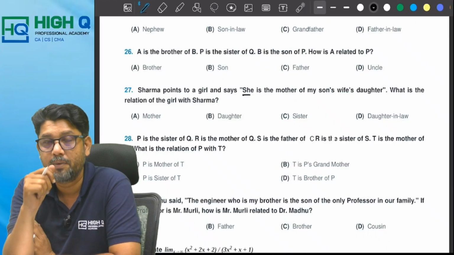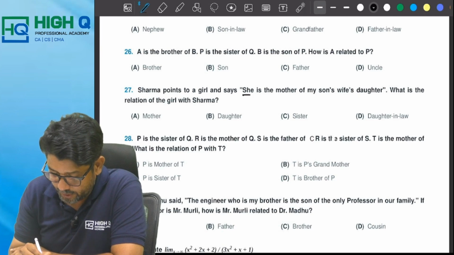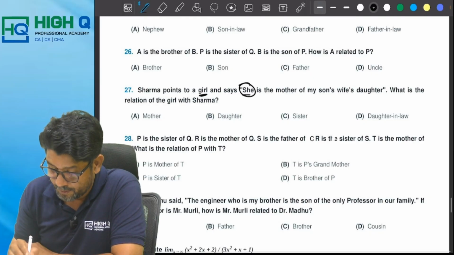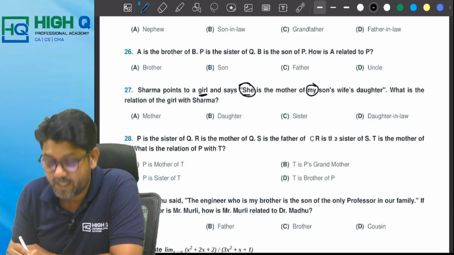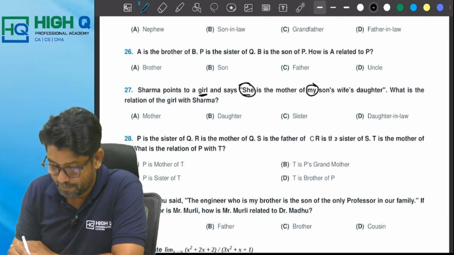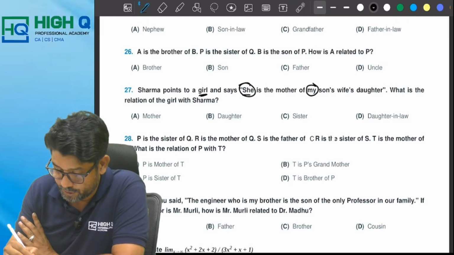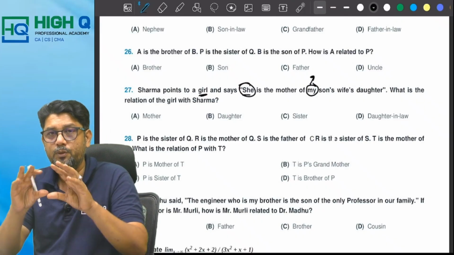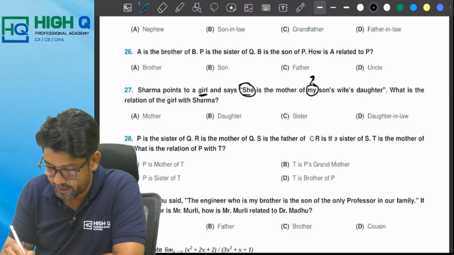Now we need to identify where Sharma is in that conversation. She is the mother, that means that girl. In conversation type you will always get 'my', so 'my' is the person who is making the conversation. So this is Mr. Sharma. Now I'm going to give you one method. Just follow that method, my dear.